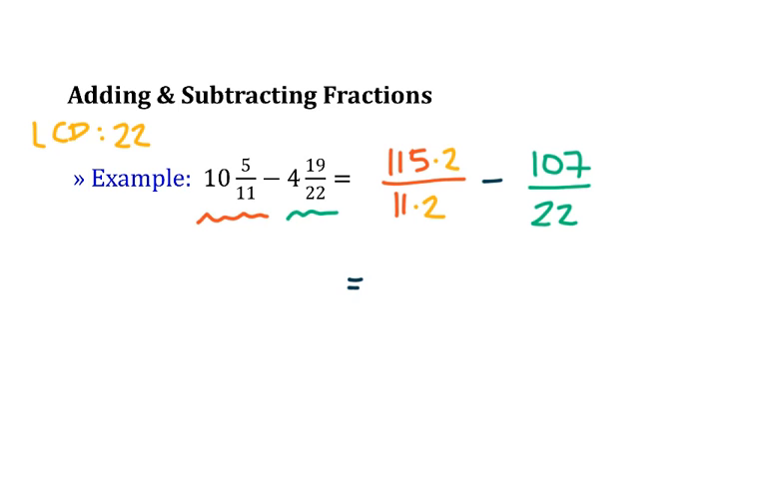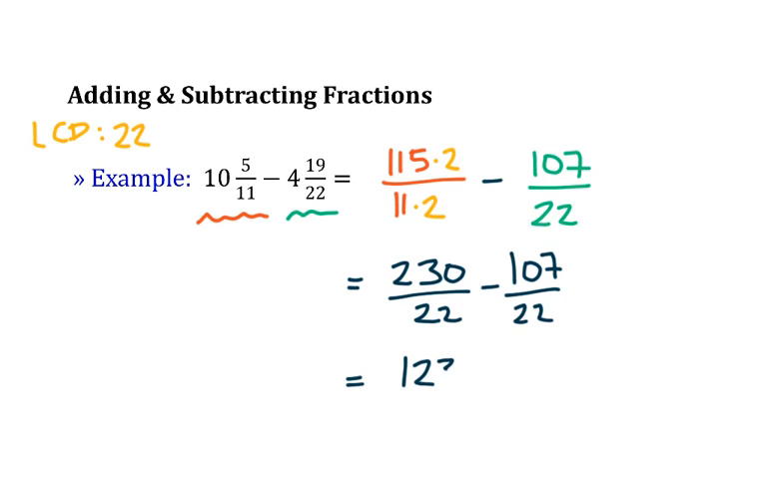So if we clean up where we're at, 115 times 2 is 230 over 22 minus 107 over 22. So when I subtract the numerators, 230 minus 107 gives us 123 over 22. And again, I'll leave this as a fun exercise for you to verify, but if I change that back to a mixed number, that should become 5 and 13/22.